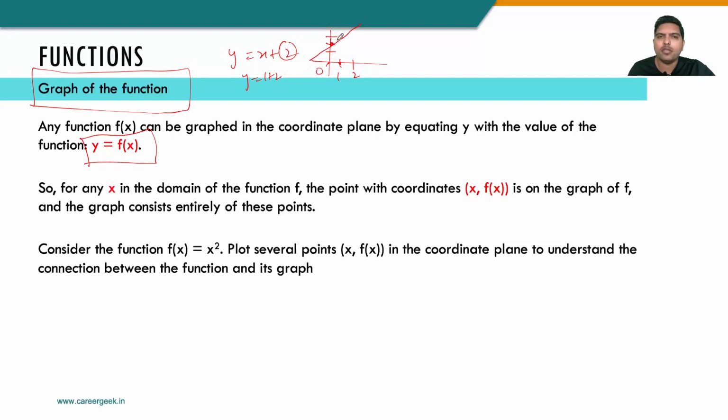So you can use points, okay, value of x to find value of y, and draw the points so that you can find the approximate shape of the graph, or you can draw the graph of that particular function, right? Any function f of x can be graphed in the coordinate plane by equating y with the value of the function. So we have seen. So for any x in the domain of the function, okay, now what is the function? The function is this entire xy plane, or the function is what is given, right? So this is a function.